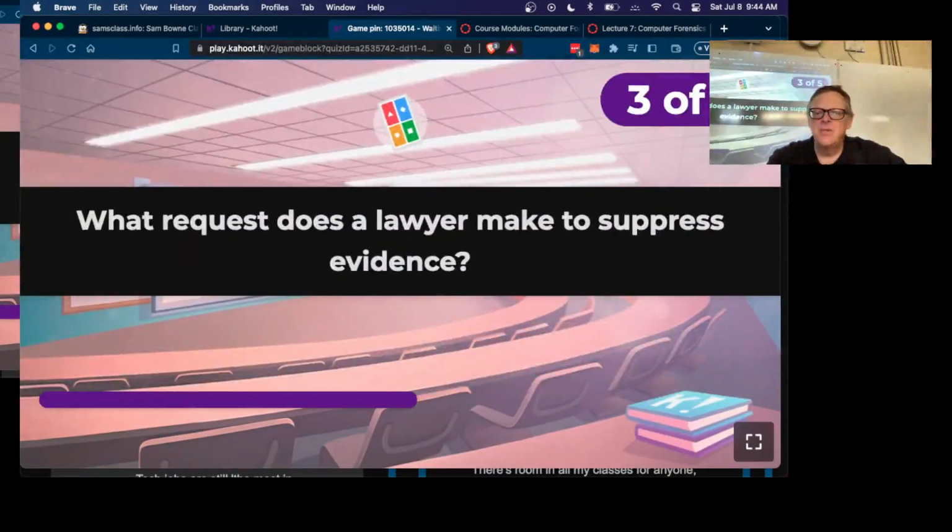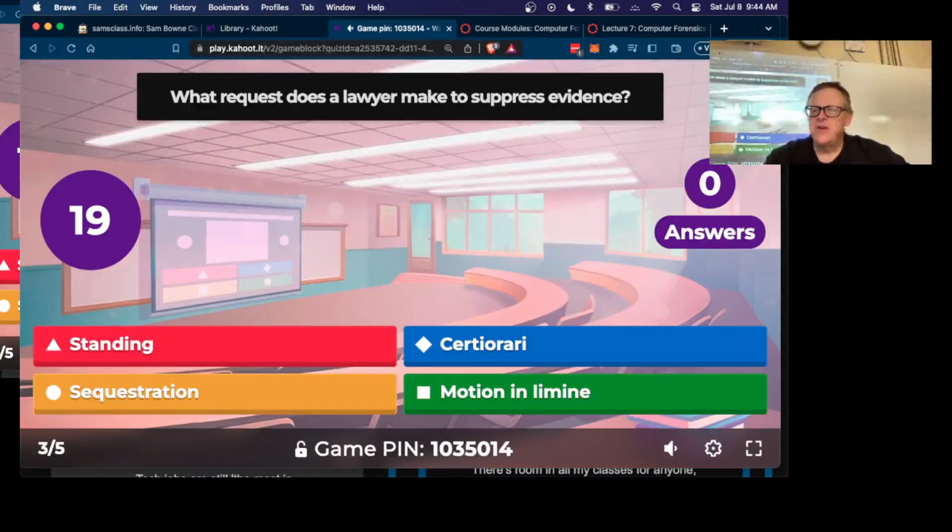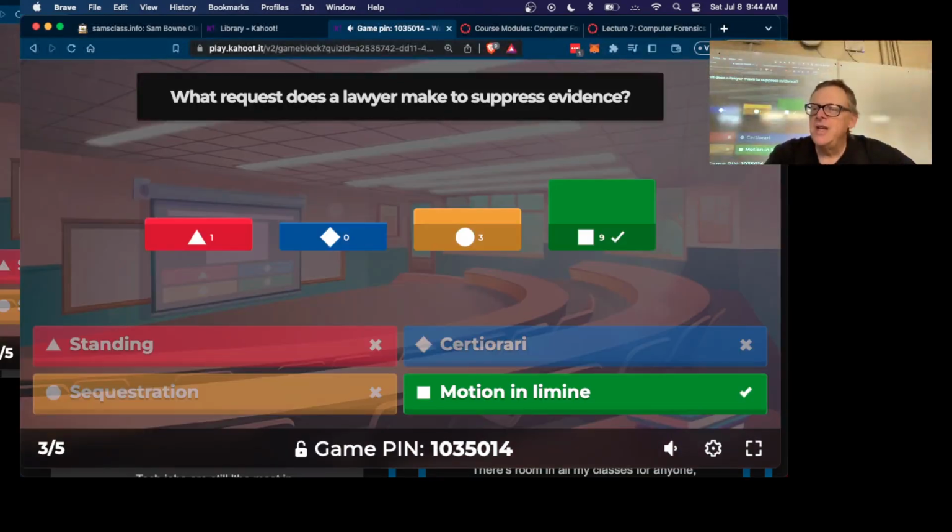All right, so what request is used to suppress evidence? That's the motion in limine, to say that for some reason this evidence is prejudicial and not informative or obtained illegally or otherwise cannot be included in the case.